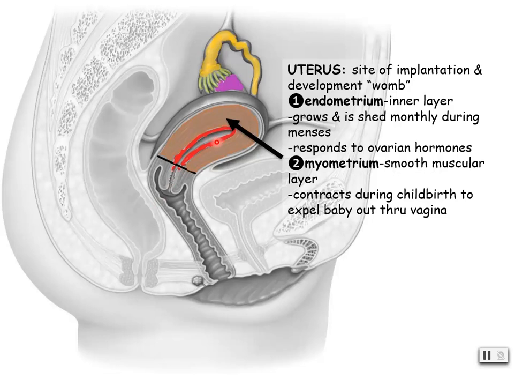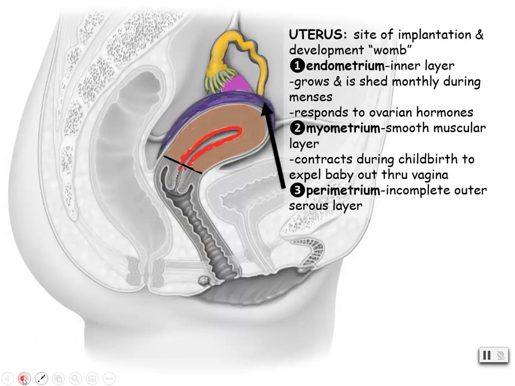All right, so the uterus: we've got the endometrium, and then we have the myometrium right here. That is going to be the smooth muscle layer, and this is a layer that's going to contract during childbirth to expel the baby out through the vagina, the birth canal. So endometrium, myometrium, and then the outer part going around it is called the perimetrium, an incomplete outer serous layer tenting of the broad ligament.